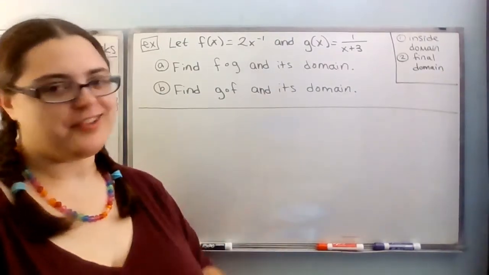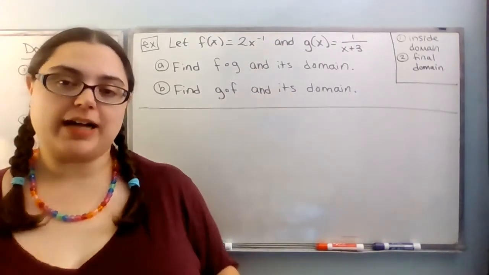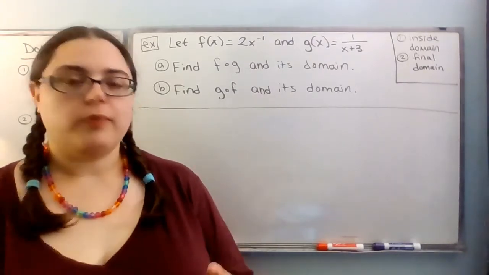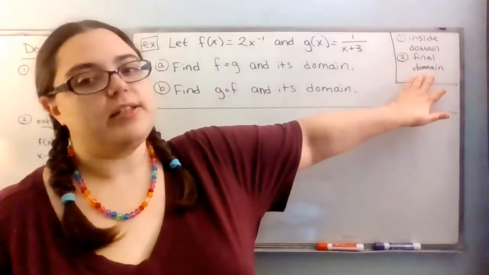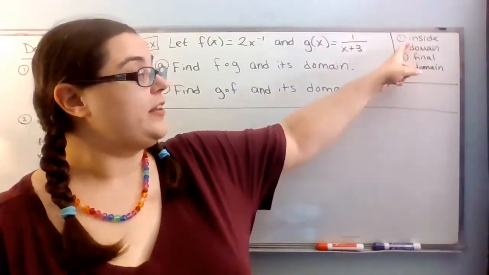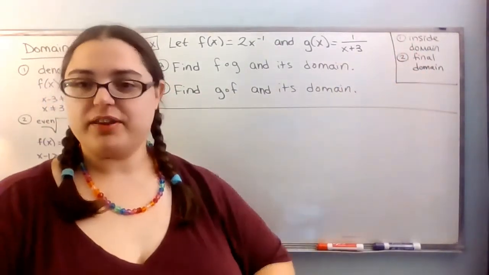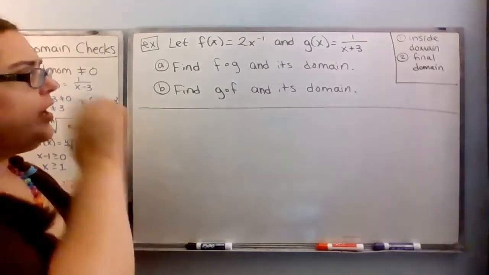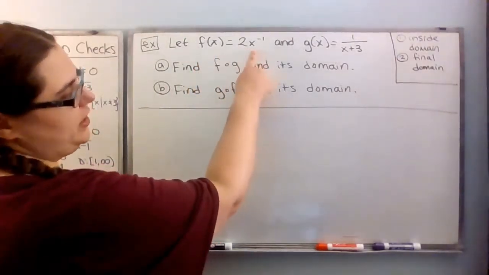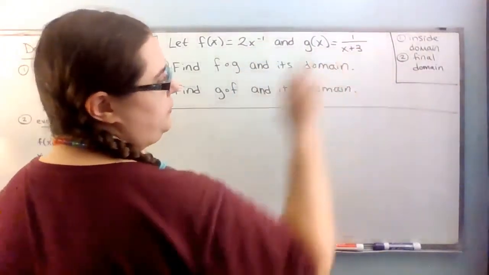Alrighty, so here's our example that we're going to work through. It has two parts, A and B. If you want to take a moment and copy it down, you can pause the video here and do that. So I also wrote a little summary here of what we need to do to find the domain of a composed function. So we're going to need to find the inside function's domain and the final function's domain, and then see where they overlap. So for this example, f of x is equal to 2 times x to the negative 1, and g of x is going to be 1 over x plus 3.